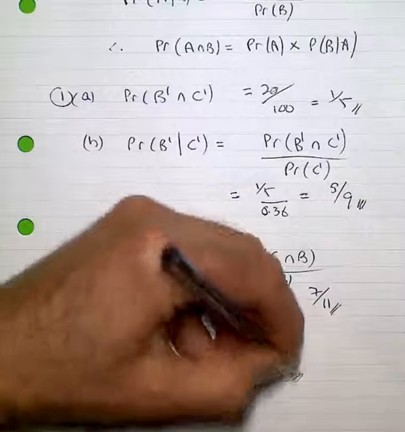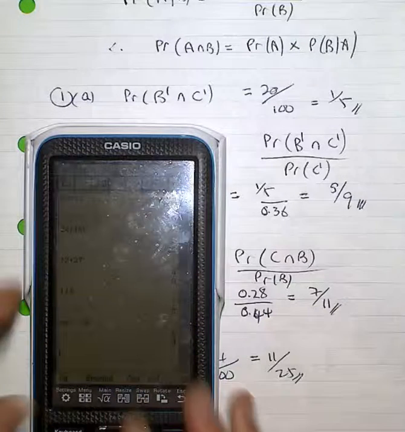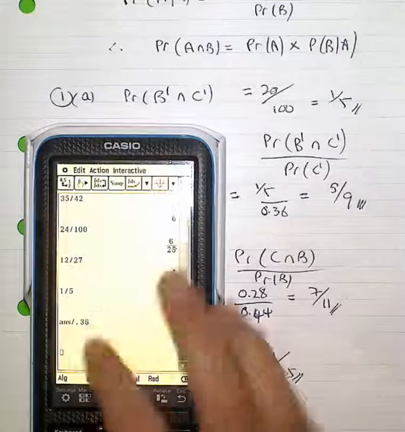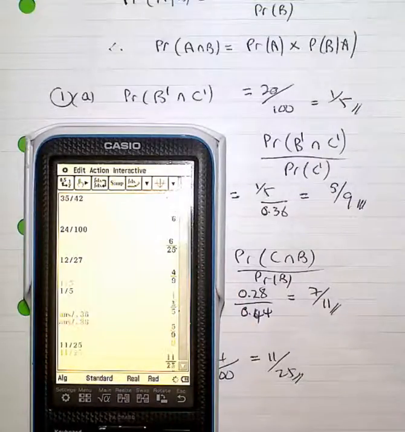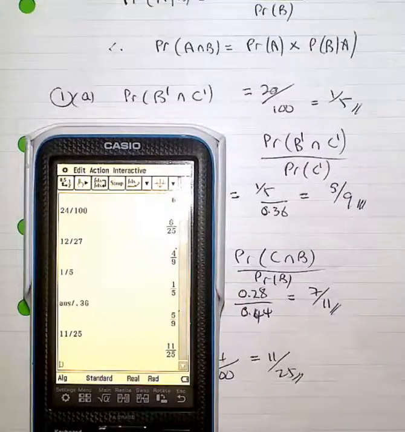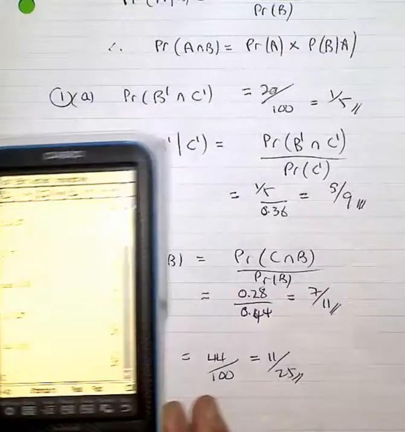that's 44 on 100, and that cancels down to 11/25. Please don't forget that you are allowed to use your calculator in almost all parts of this unit. So it pays to let the calculator do some work for you if you wish. So 11/25 in that instance.